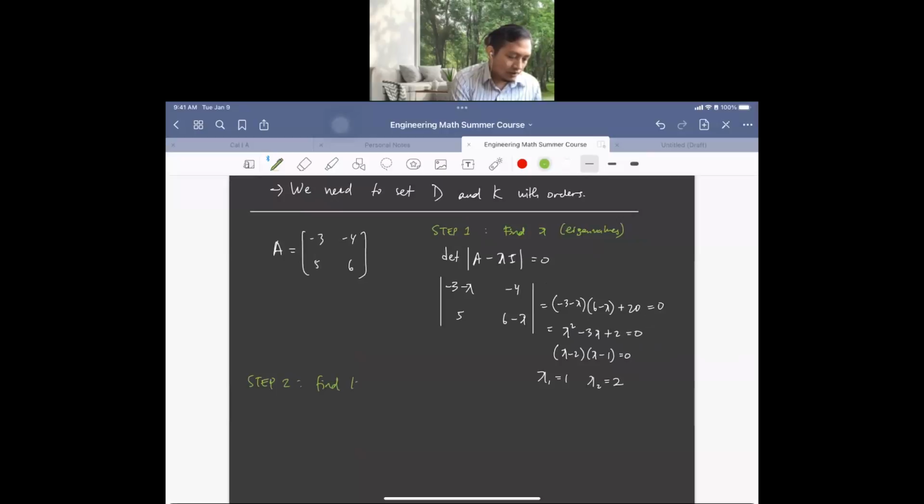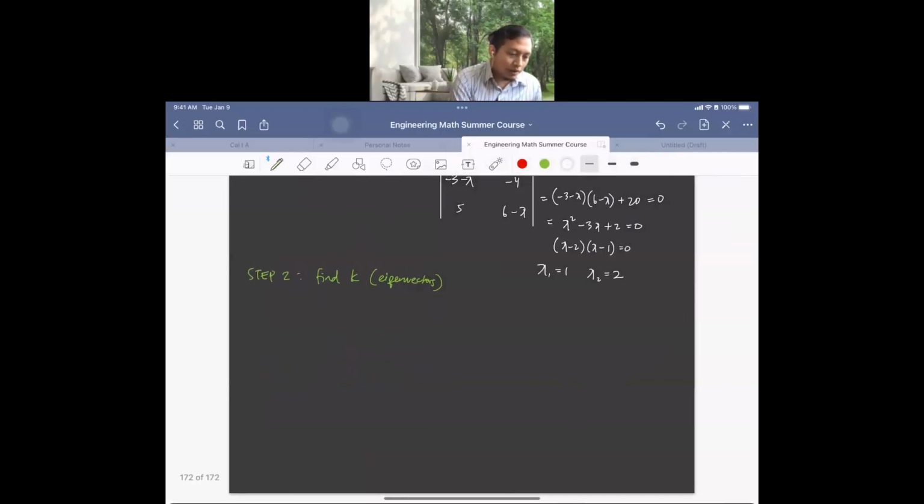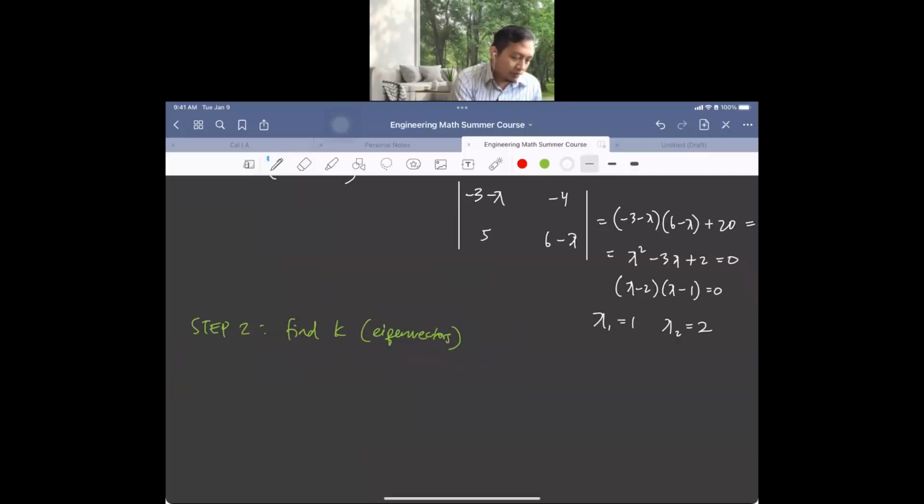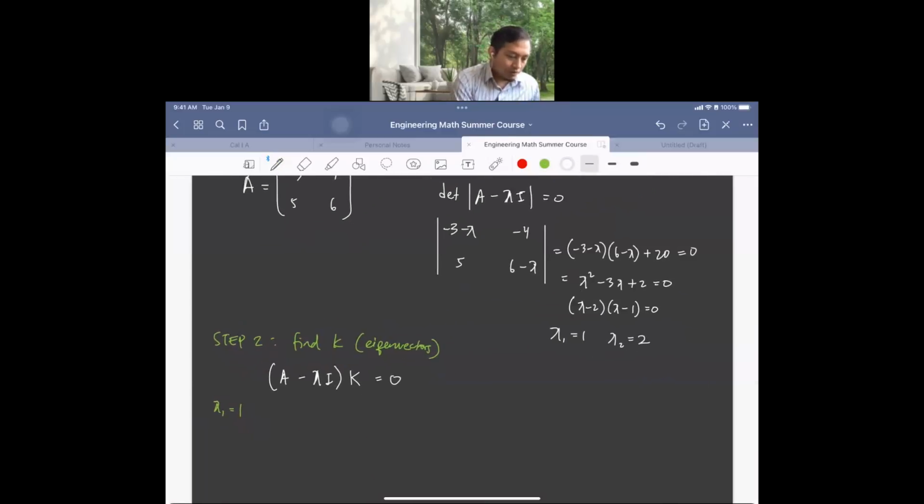Step 2, find K, the eigenvectors. This is as usual as we did before. Let me just remind you why we have 0 on the right side. This is because A minus lambda I multiplied with the eigenvector is equal to 0. So we are able to find, first, using eigenvalue 1.